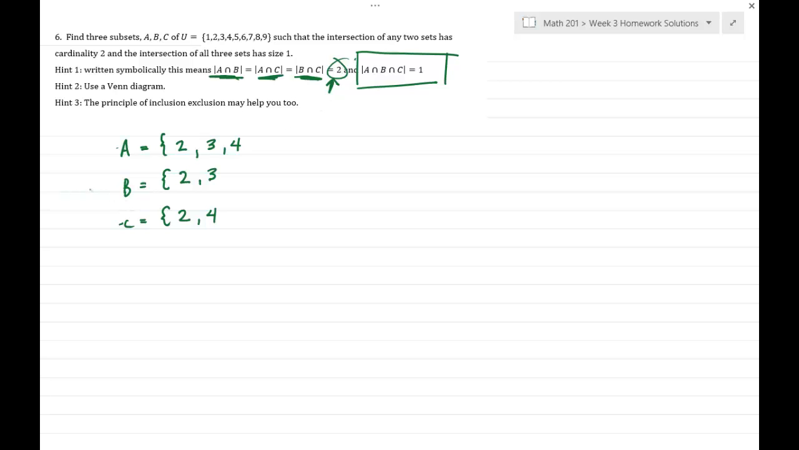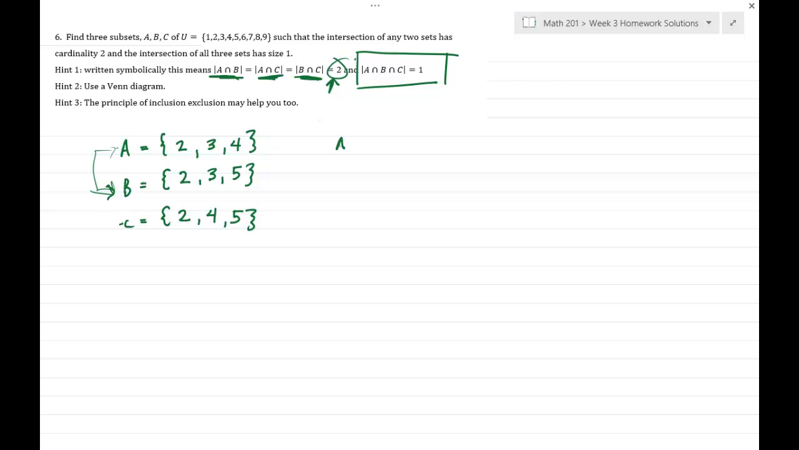Now I can't put B as 2, 3, 4 because then A and B would have 3 elements in common and not 2. So I need to pick an element different than 5 or different than 4 to put in both B and C so that it doesn't mess up the cardinality of A intersect B. So now I've got, let's just check. I think that I've satisfied all the conditions with these 3 sets here.